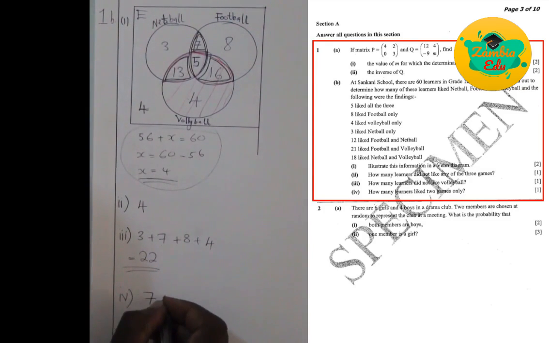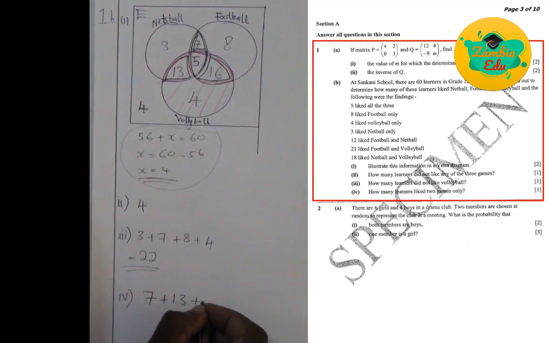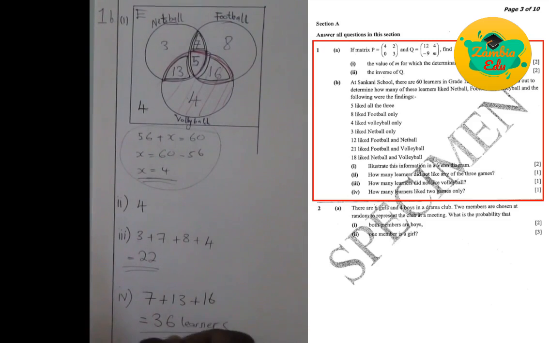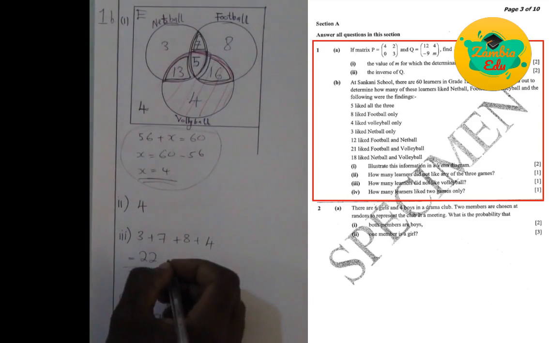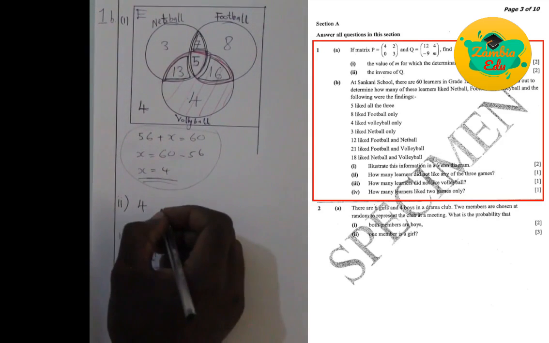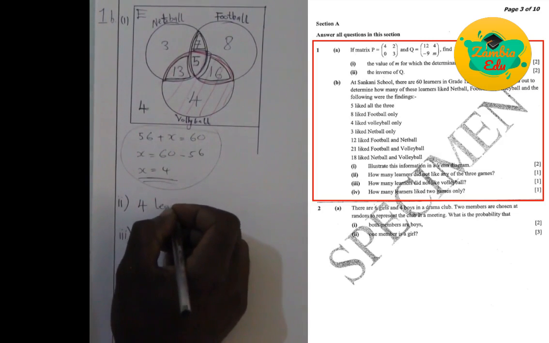So we have our 7 plus 13 plus 16. And if we add 7 plus 13 plus 16, we get our answer being 36 learners. So that becomes our answer. So even there we have learners, and also there we include the word learners.